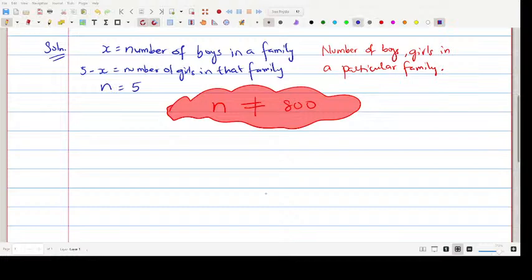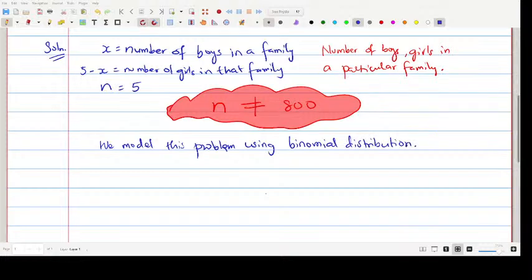This is a problem which can be modeled using binomial distribution, right? So we model this problem using binomial distribution.